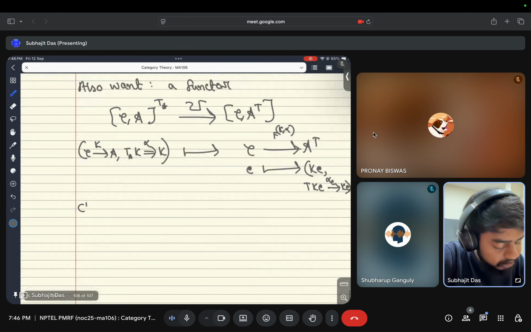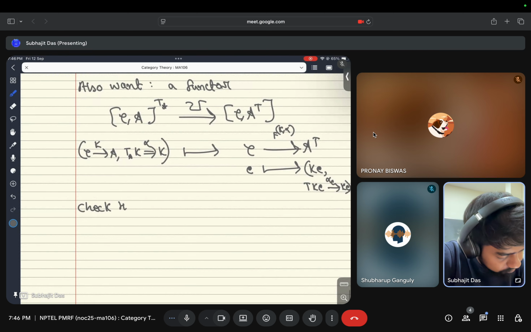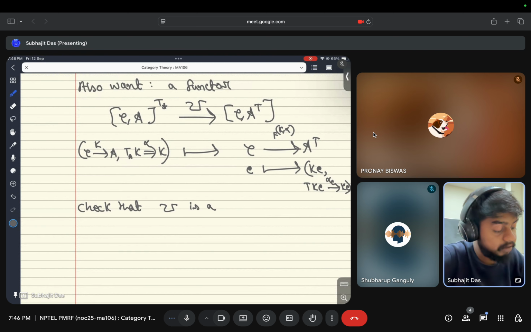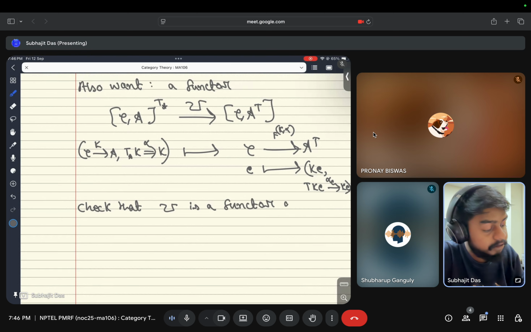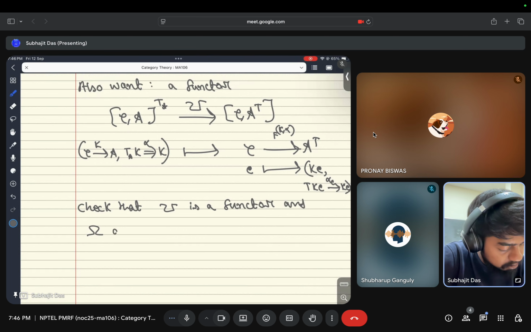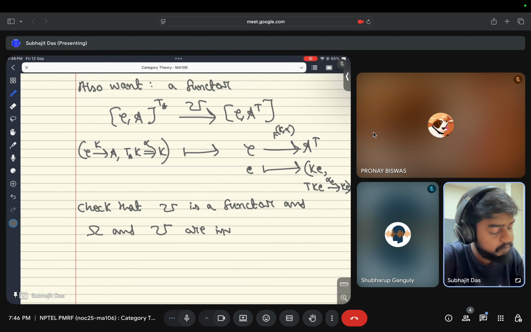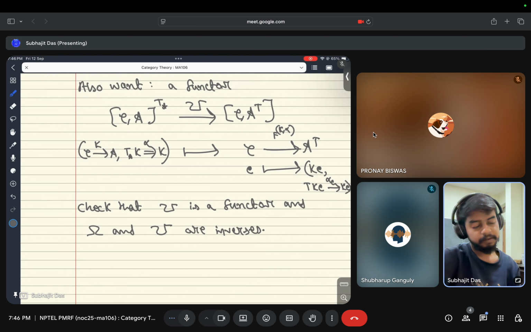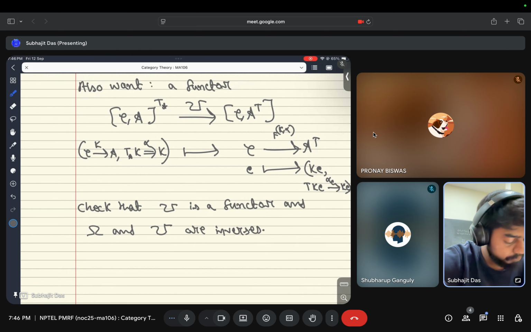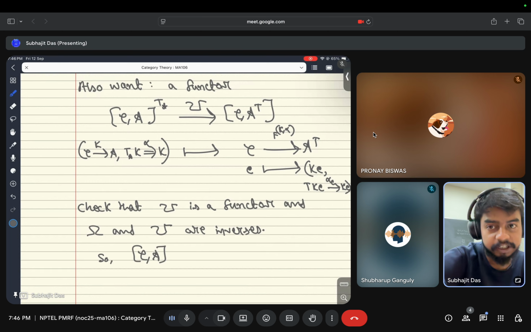Check that this is a functor and that they are inverses, and that does the job. In fact, everything was defined naturally. There were no arbitrary choices involved here in any definition, right?